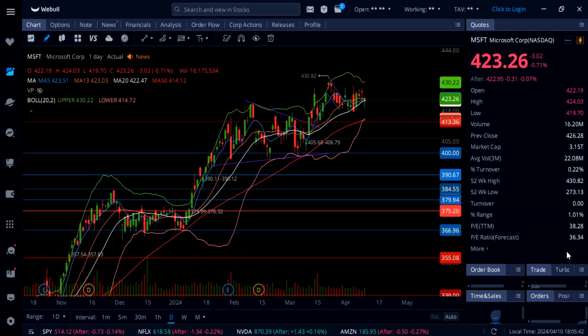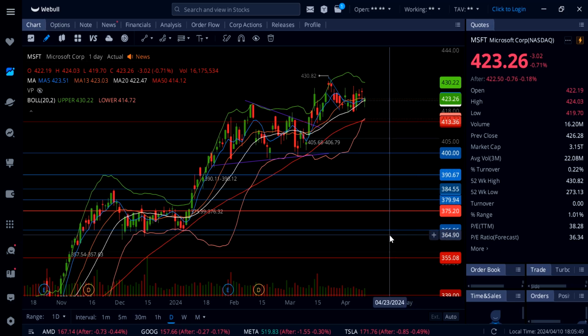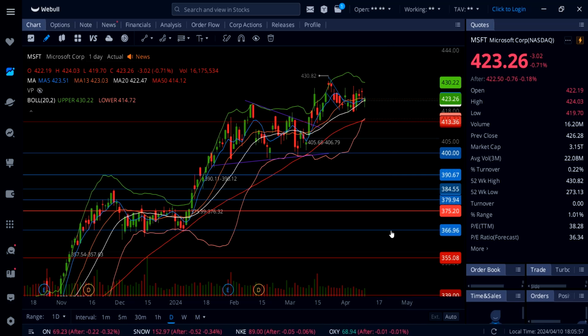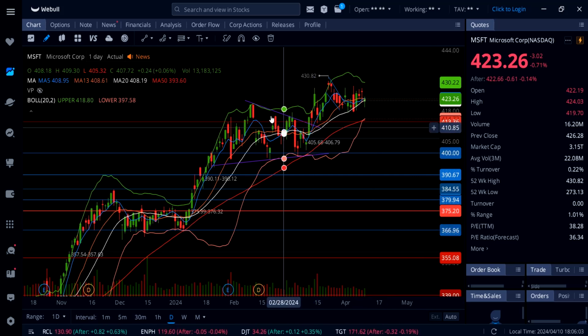On Microsoft, it's down 0.71%, and that is why this market is still holding up. We've got names like Microsoft, Google, and Amazon pushing up and going higher. The only thing lagging behind is Apple, and then you've got Tesla also coming down. Look at this move on Microsoft today, getting down to that same level we talked about last night.